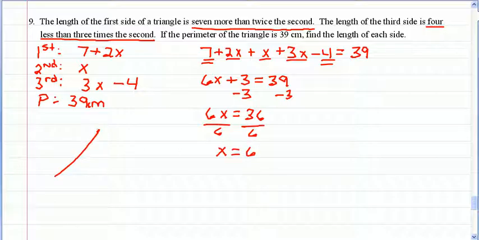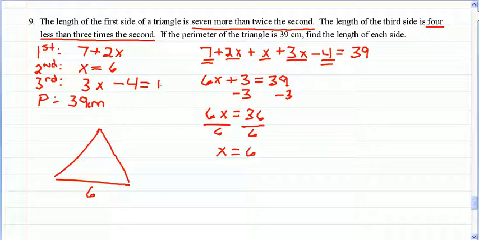So now if I draw my triangle, my second side we know is equal to x, so I'm just going to label one of these sides as 6. And then 3x minus 4 is 3 times 6 minus 4, which is 14. And then 7 plus 2x is 7 plus 2 times 6, which is 19. So we have 6, 14, and 19. So the length of each side is 19 centimeters, 14 centimeters, and 6 centimeters.